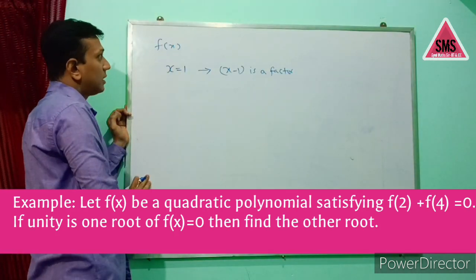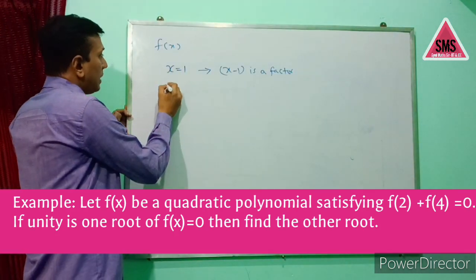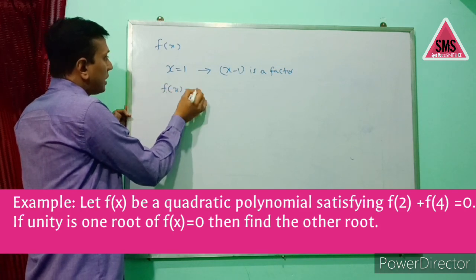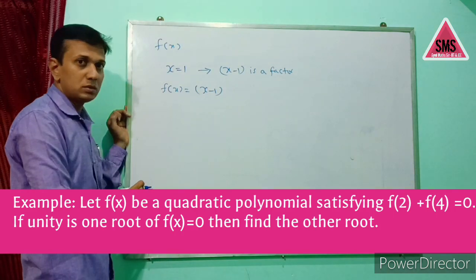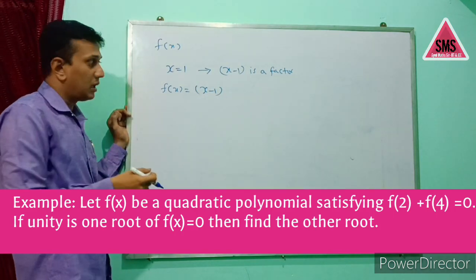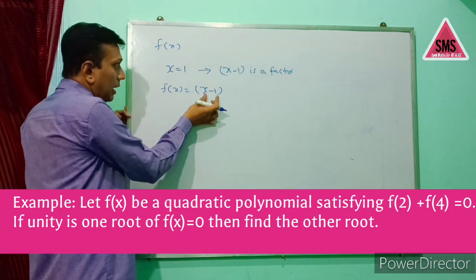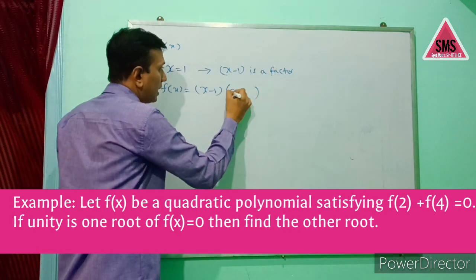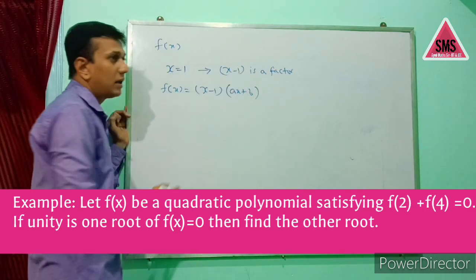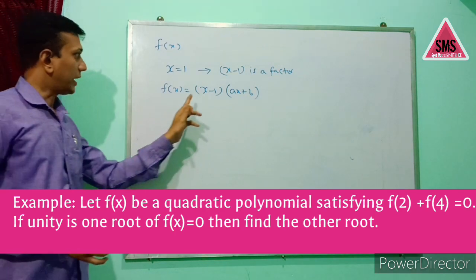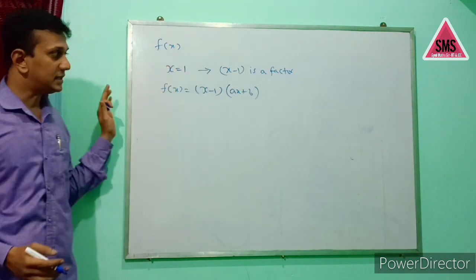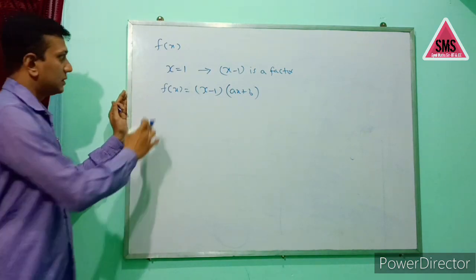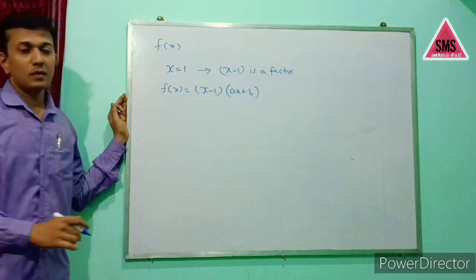Now, f of x value we have to decide. f of x is nothing but x minus 1 into, I have to get a quadratic equation. This is a linear polynomial. One more linear polynomial I have to multiply so that I can get the quadratic polynomial. So x minus 1 into ax plus b equals, this is the quadratic polynomial. So this is a quadratic function now.